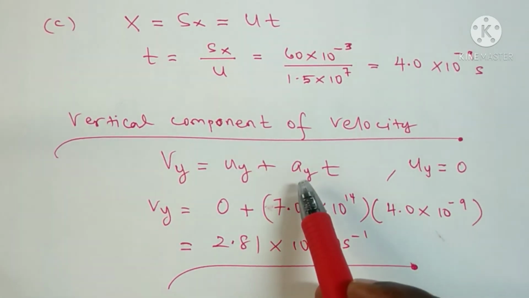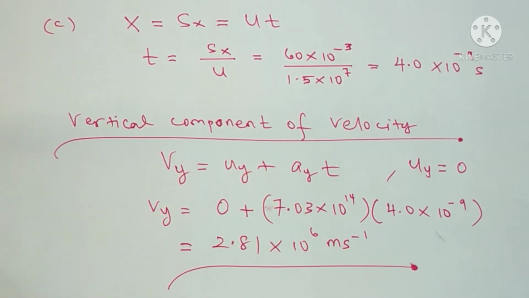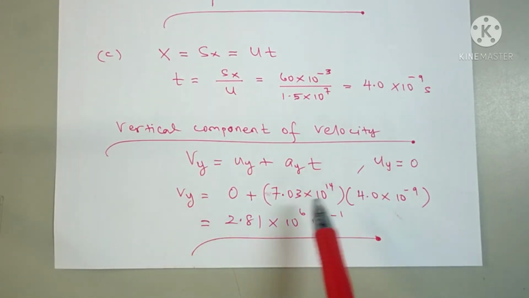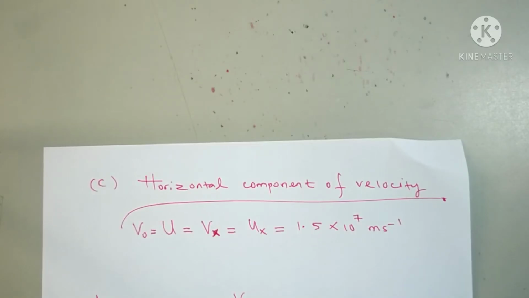The acceleration Ay is positive because the electron of mass m is accelerated upwards. Therefore, the vertical component of velocity Vy will be positive. How about the horizontal component of velocity? It will remain the same, which equals 1.5 times 10 to the power of 7 meter per second.